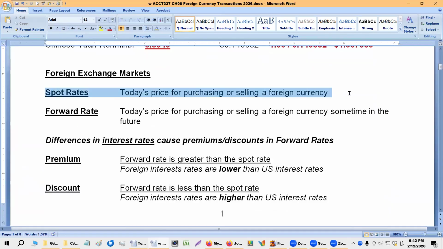Okay, spot rates, today's rates. Forward rates are the rates that they use for purchasing or selling foreign currency at some time in the future.